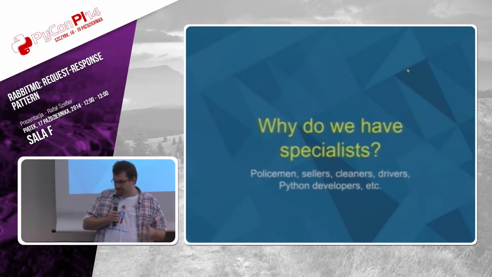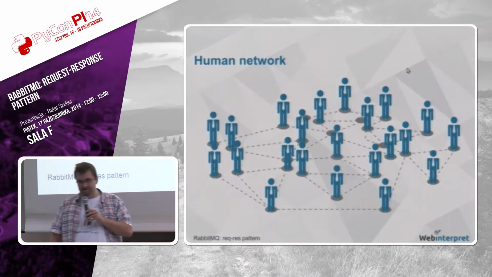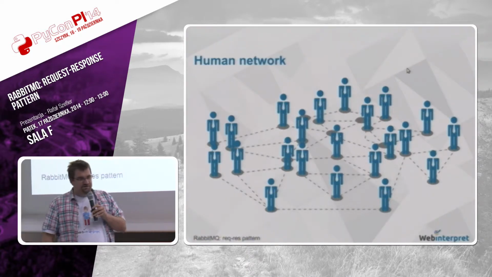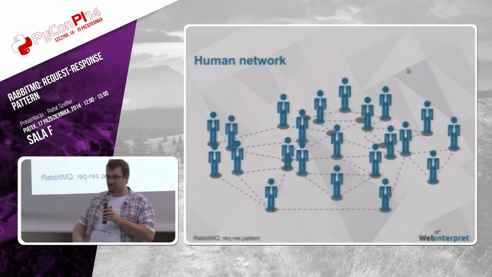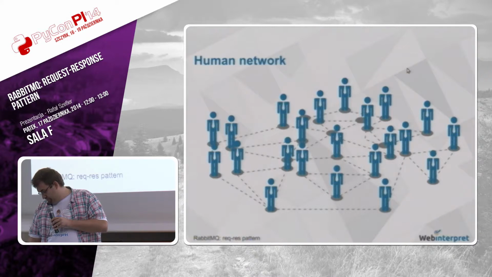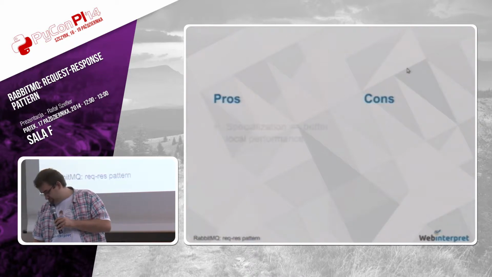So we have policemen, sellers, cleaners, and other people. We have a very complex human network. We exchange information between each other. We achieve goals by communicating, by specializing, etc. So let's talk about a few advantages and disadvantages of this model.